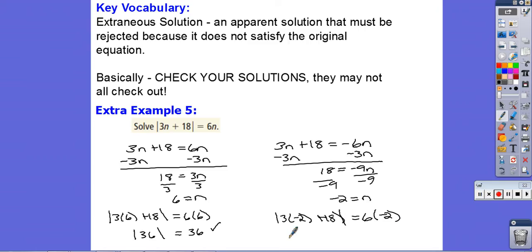Right, that should be an absolute value. And so over here, I know by looking at this that when I get 6 times negative 2, I get negative 12. And it is not possible for an absolute value to equal negative 12. If you plug this into a calculator, 3 times negative 2 plus 18, you're going to get 12. The absolute value can never equal negative 12, so I'm going to throw this solution out because it is extraneous. It doesn't satisfy the equation. So this absolute value only actually has one solution, which is n equals 6.